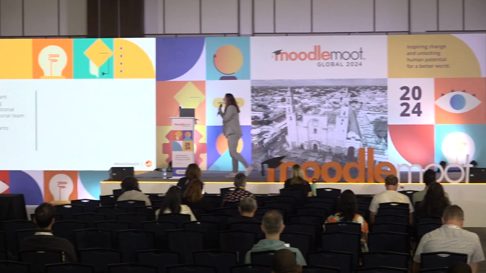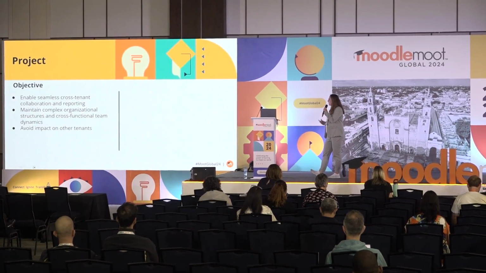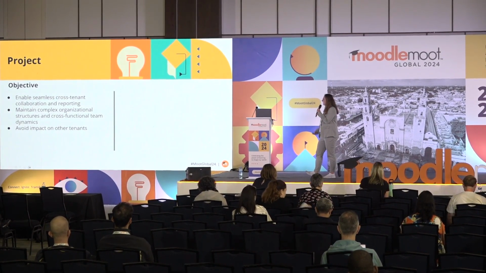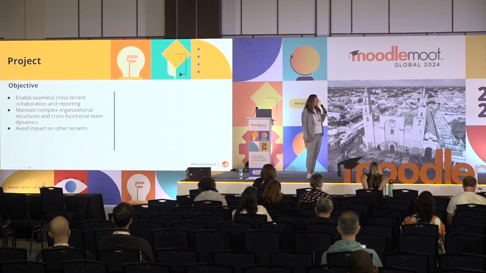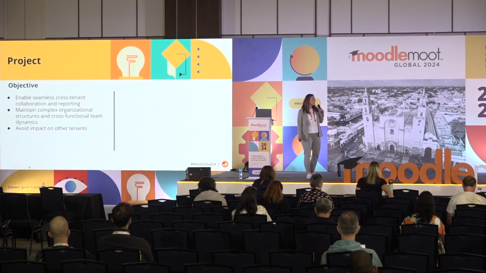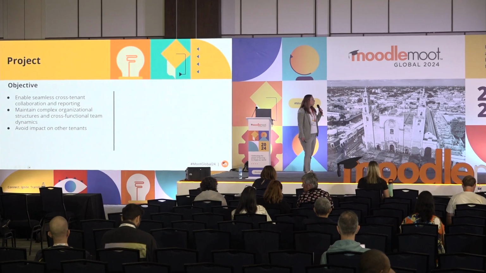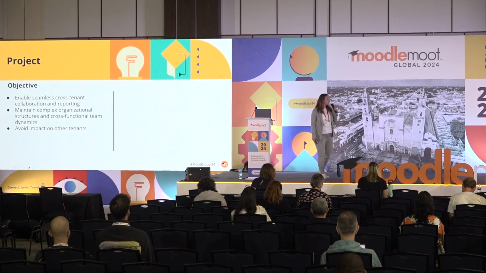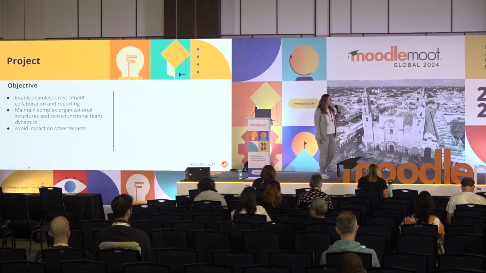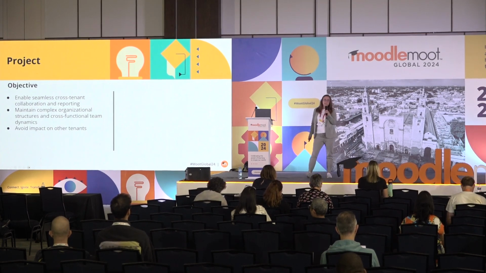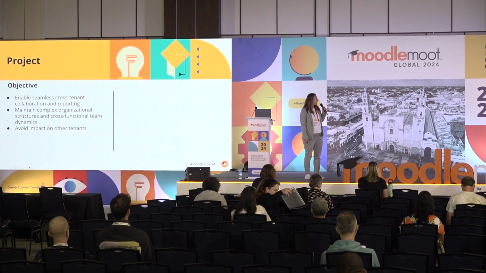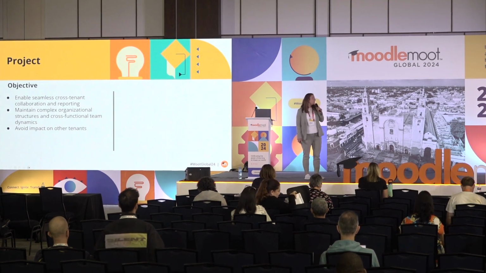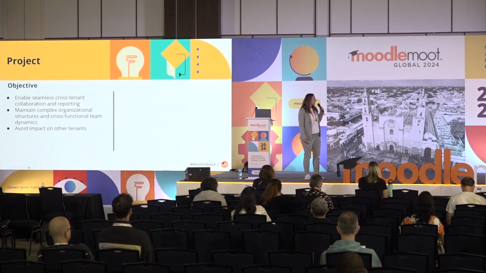As I said, the objective was to enable seamless cross-tenant collaboration and reporting. We needed to maintain the complex organizational structure and cross-functional team dynamics. That means teams located in different tenants belong together, and team leads are able to see the progress of their team members in programs, certifications and so on. One of the most important points was that there shouldn't be any impact on our other tenants. All the other tenants on the system shouldn't be aware that we are remodeling, and nothing should change for them.